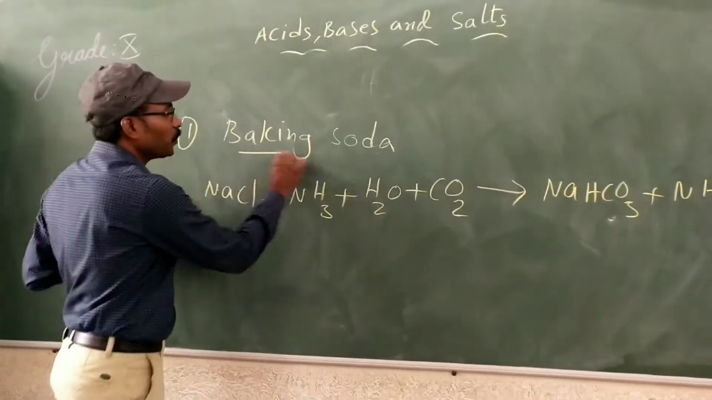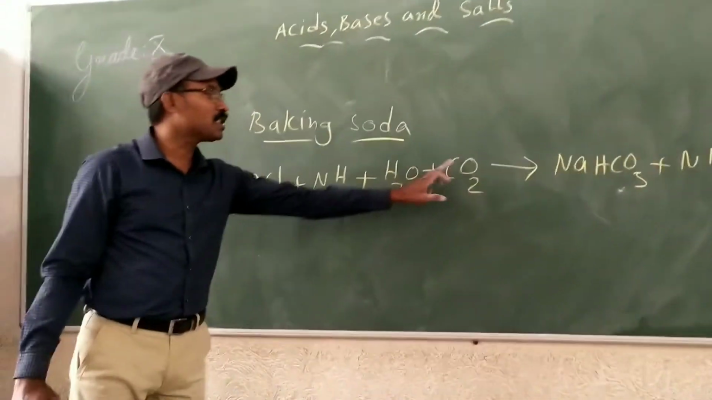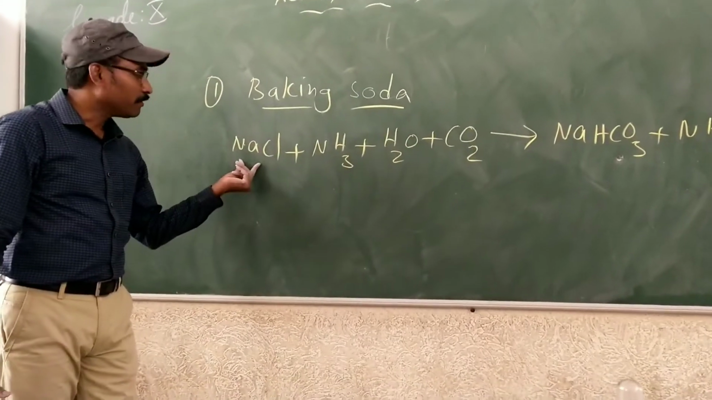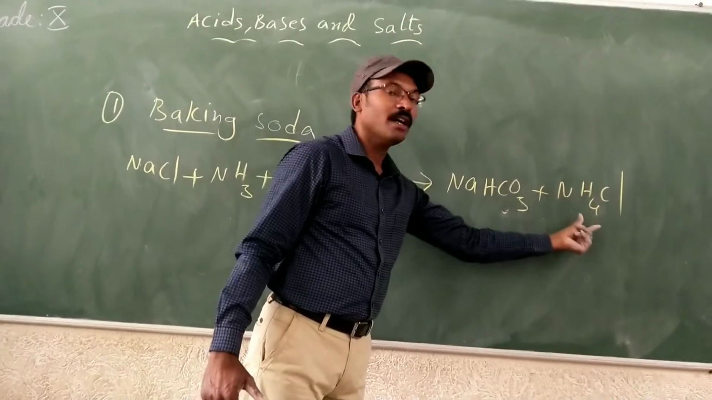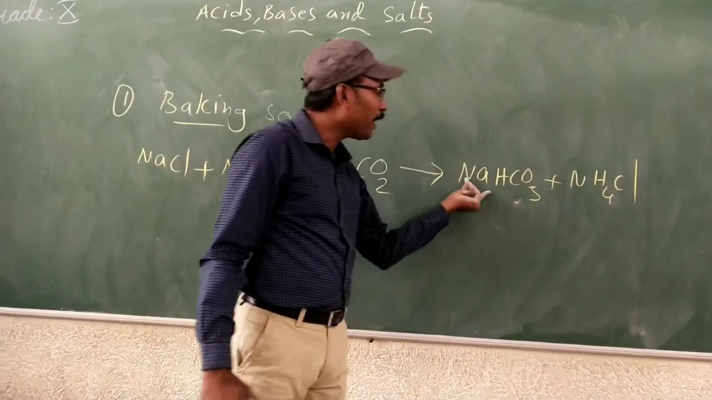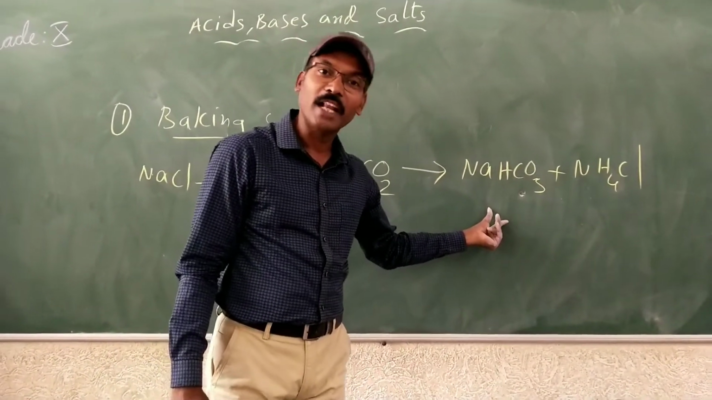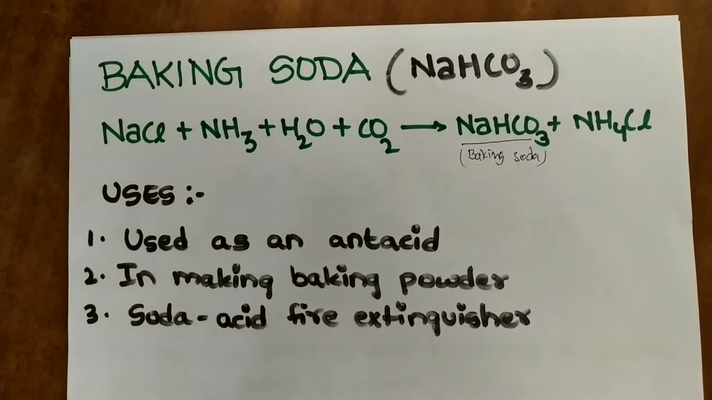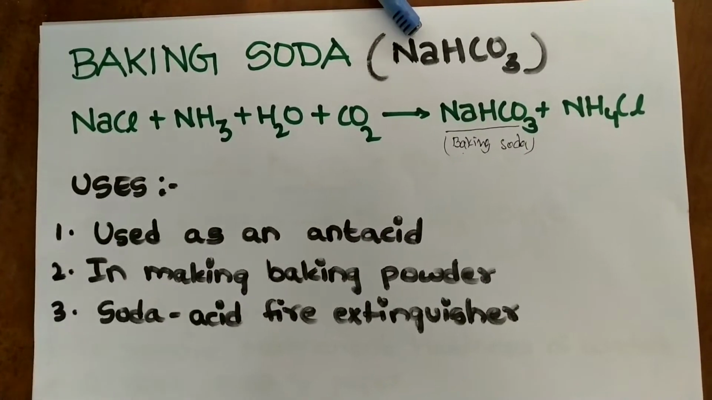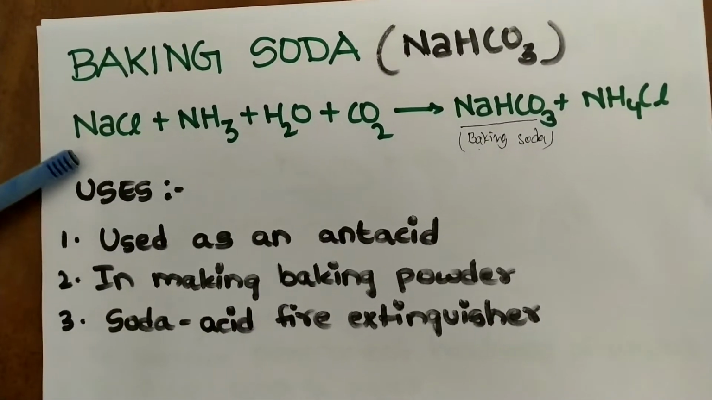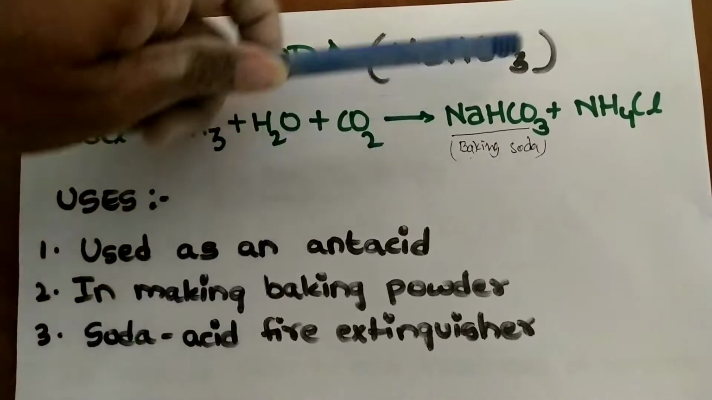Once again listen. Baking soda is produced from common salt along with ammonia. Ammonia, water and carbon dioxide, when combined with the sodium chloride, give you sodium bicarbonate and ammonium chloride. This sodium bicarbonate's common name is baking soda. The uses of baking soda in our day-to-day life, let us see now. Baking soda is the common name, and the actual name is sodium bicarbonate. NaCl combined with ammonia, water and carbon dioxide gives you sodium bicarbonate and ammonium chloride.